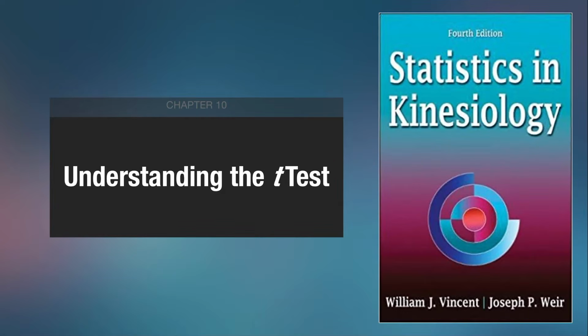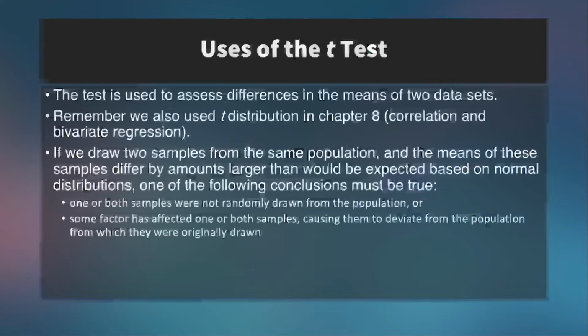Now, this information comes from the textbook Statistics and Kinesiology by Drs. Vincent and Weir, and this is from chapter 10. Now, what do we use the t-test for? The test is used to assess differences in means of 2 data sets. And we will compare these 2 different data sets using what's called a t-distribution, which we've seen before when using correlation and bivariate regression. Now, a t-distribution is different from a normal standard distribution because the tails are slightly thicker, and it's best used for smaller sample sizes that are approximating the population.